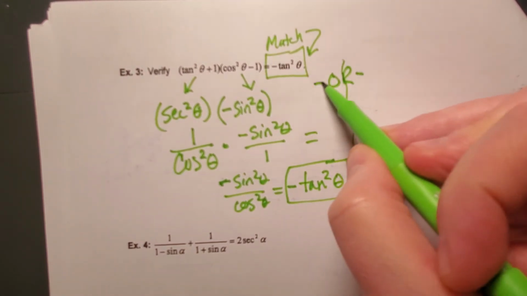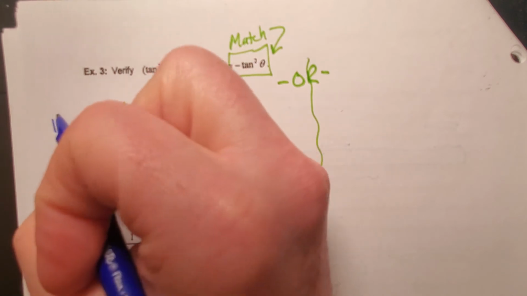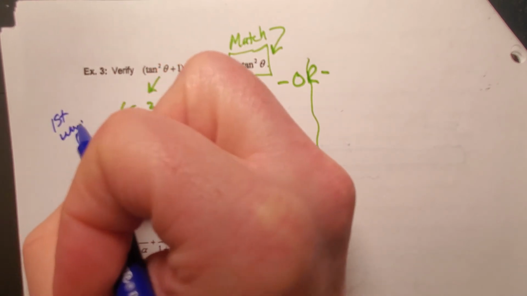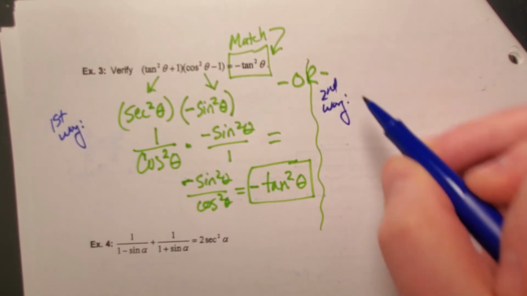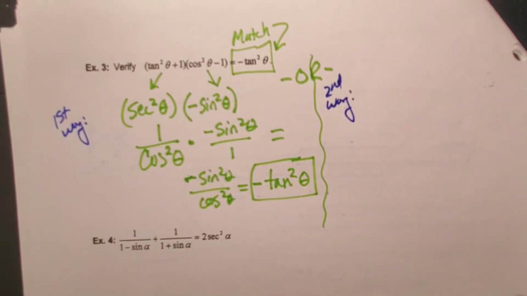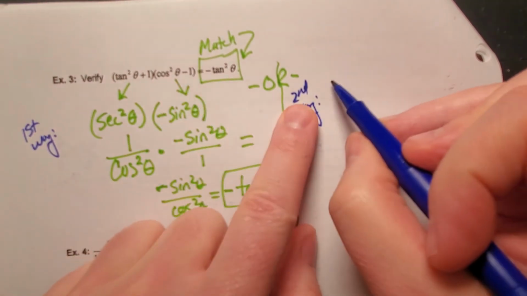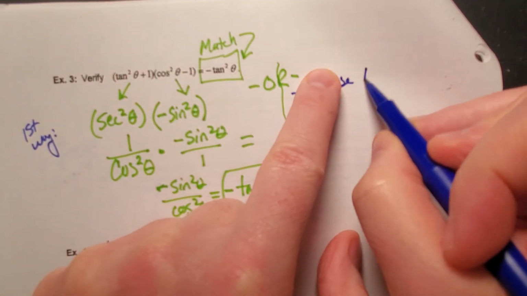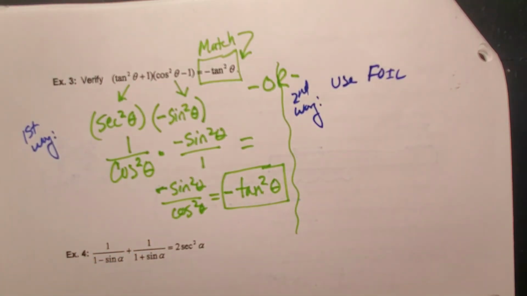Or there's a whole other way. All right, so this is the first way. This is the second way. Either way is fine. But the second way, and I think the second way is the way this problem was intended, is to use FOIL.